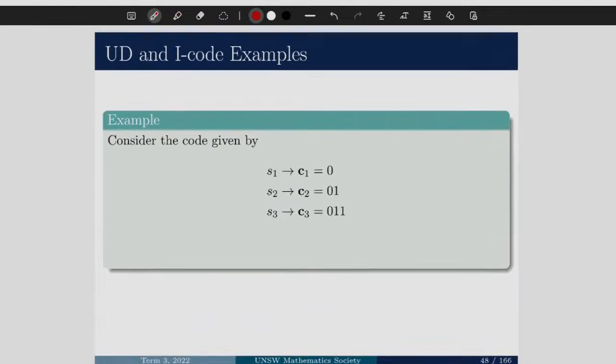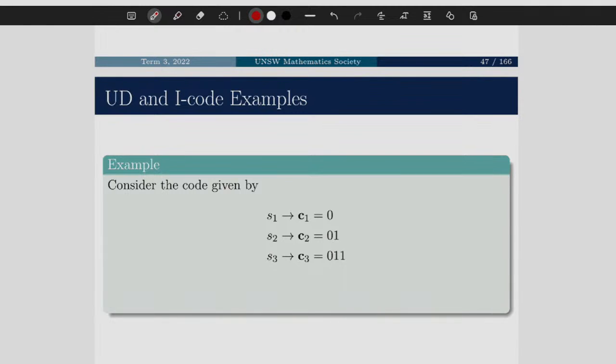Let's consider another code. Considering this code, very quickly we can say that this is not instantaneous, because this 0 prefixes every other code word. However, is this uniquely decodable? Very interesting question. It actually is uniquely decodable, and how I can quickly determine that is that it's very similar to our standard comma code, if you remember that, except now we're reading right to left.